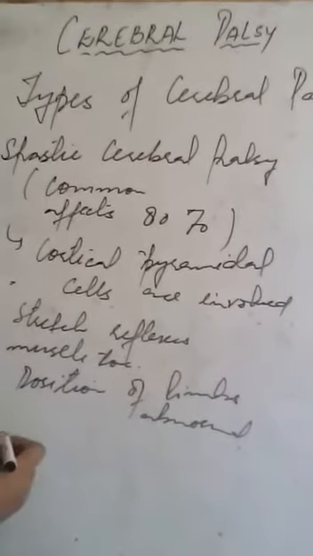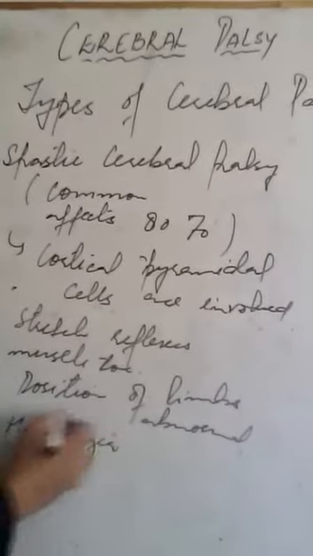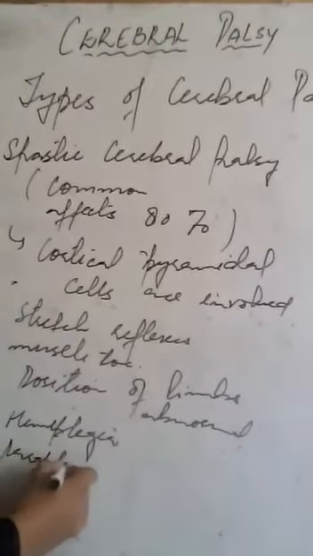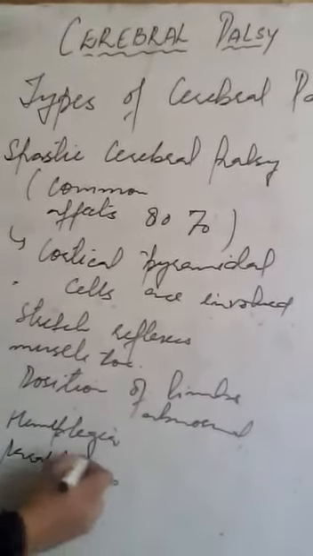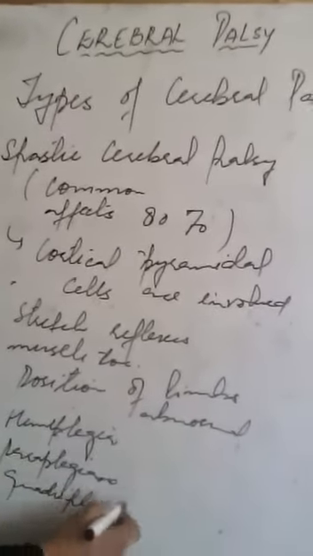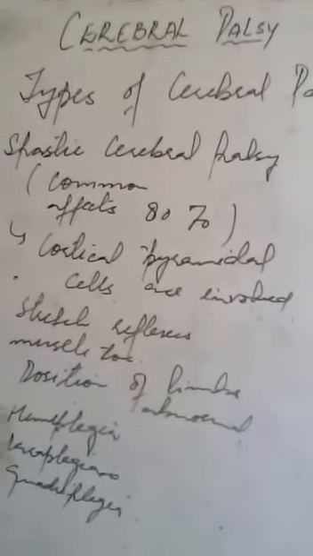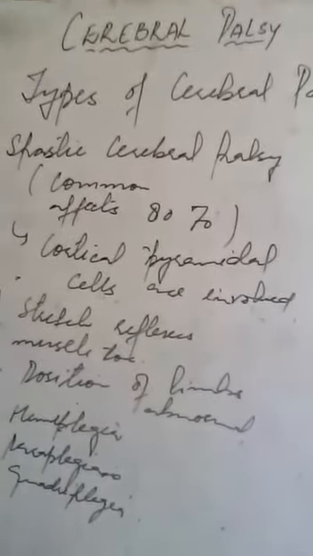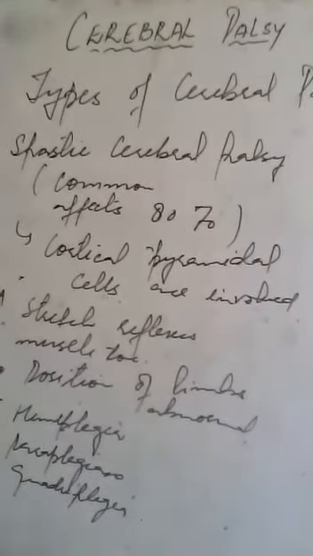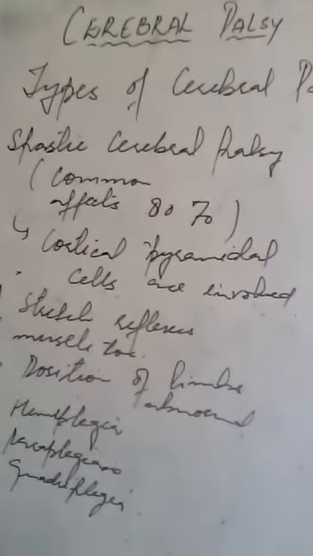Children may have hemiplegia, paraplegia, and quadriplegia. These are some paralysis in children, that is the hemiplegia, paralysis on one side. Paraplegia means lower half paralysis. Quadriplegia is another paralysis.